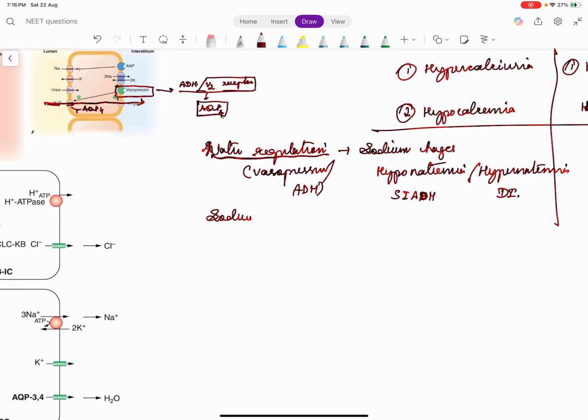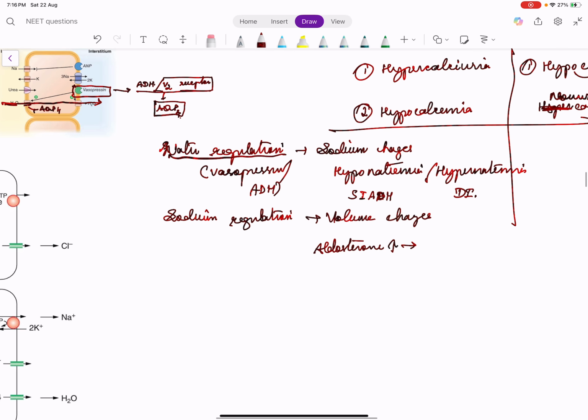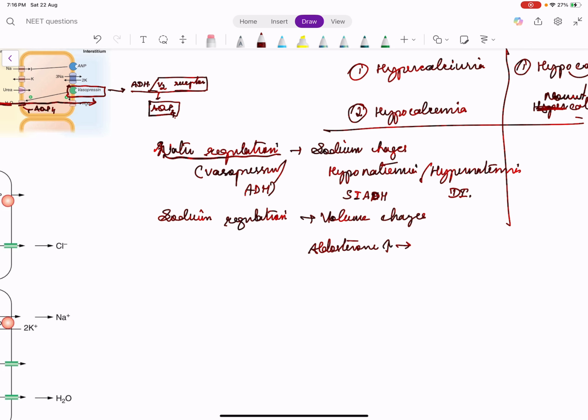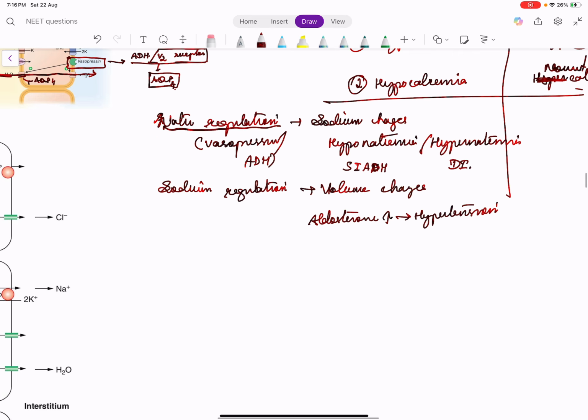Similarly, problems in sodium regulation cause changes in volume. Water changes is volume, right? For example, if aldosterone or mineralocorticoids are more, what happens? More of sodium is absorbed, hence more of water is absorbed. There will be hypervolemia and hypertension. Example of this is Conn syndrome or Liddle syndrome, etc. When aldosterone is low, like in Addison's disease, there will be hypovolemia, right? Hypotension and hypovolemia.